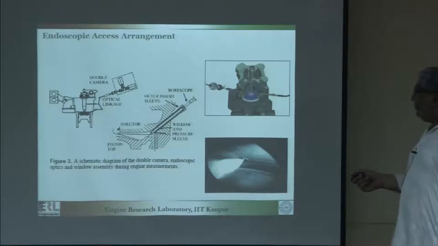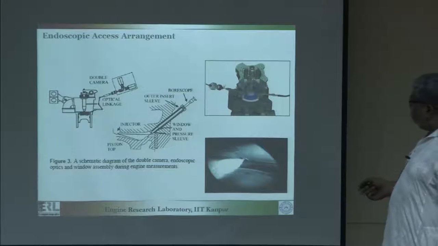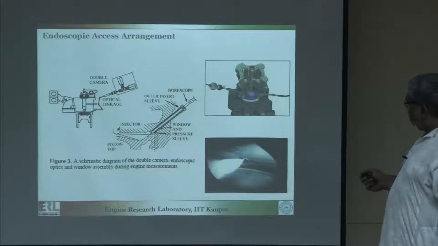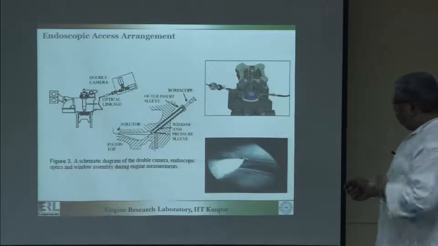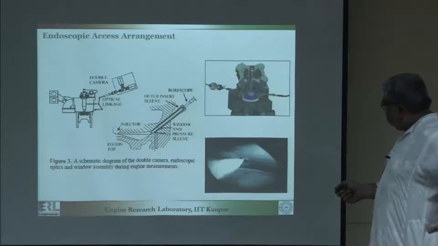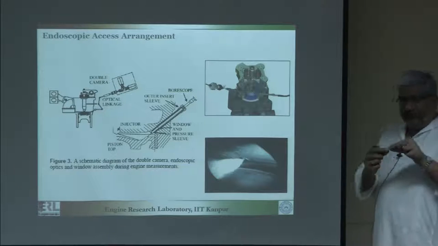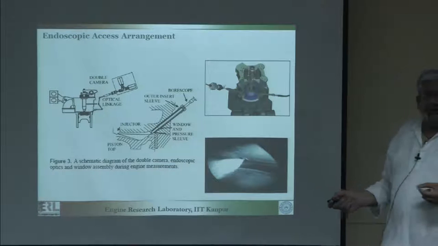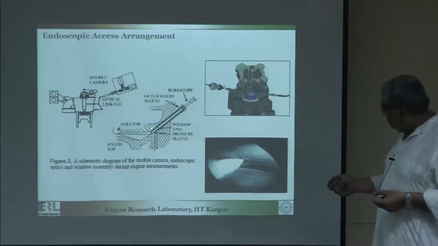This is just an example of optical access using endoscope. You can see this tube is the endoscope, and this is the eyepiece here. Now, the problem is that at the end of the endoscope there will also be a lens. This lens will experience the same problem that is experienced by a cylinder liner in case of your optical engine. So, what you do is you have some kind of a tube which is also made of high quality quartz.